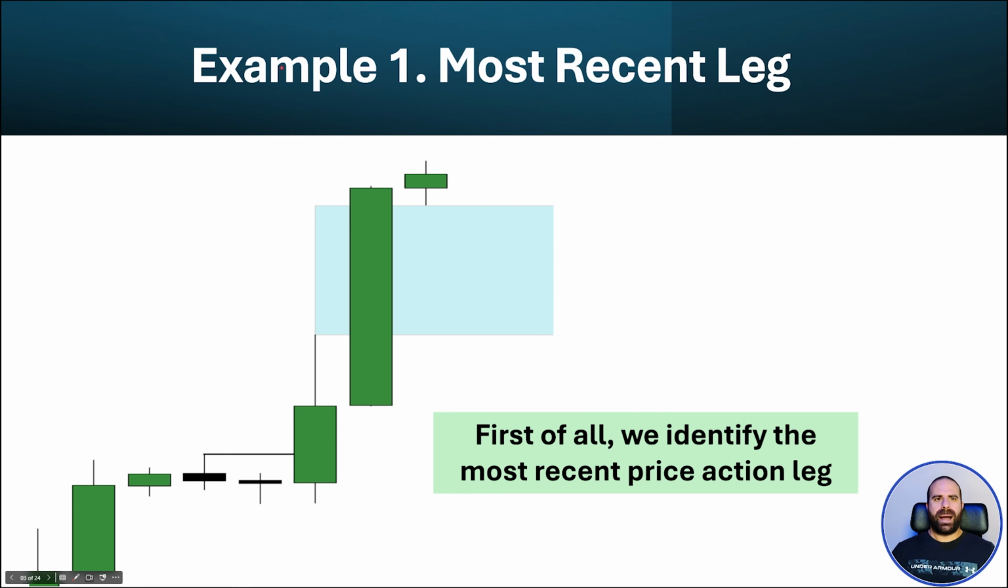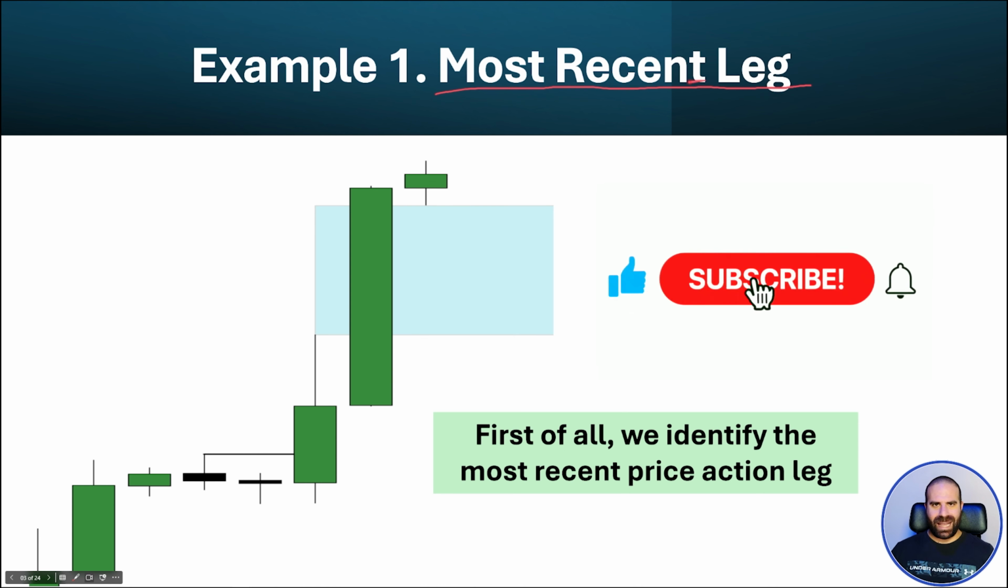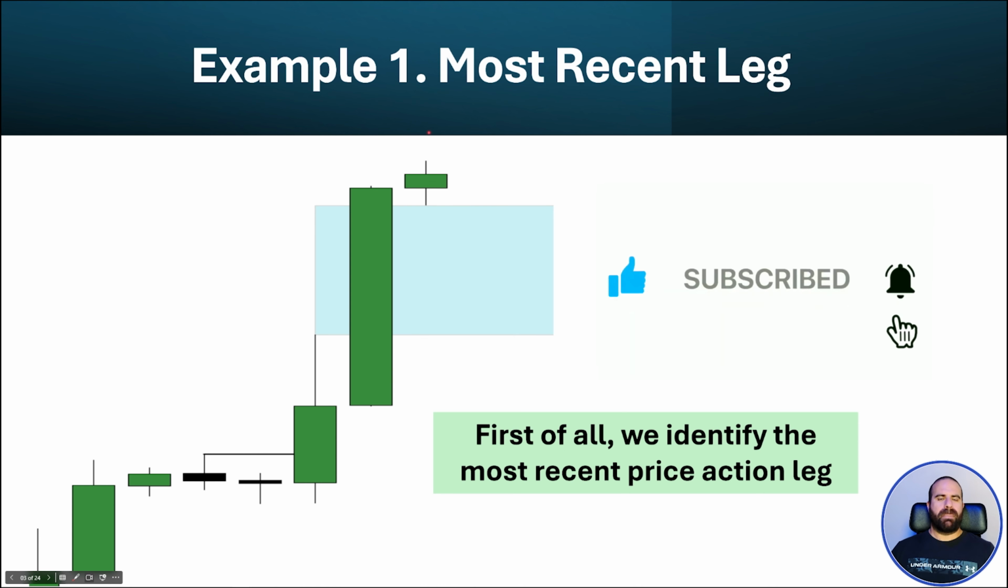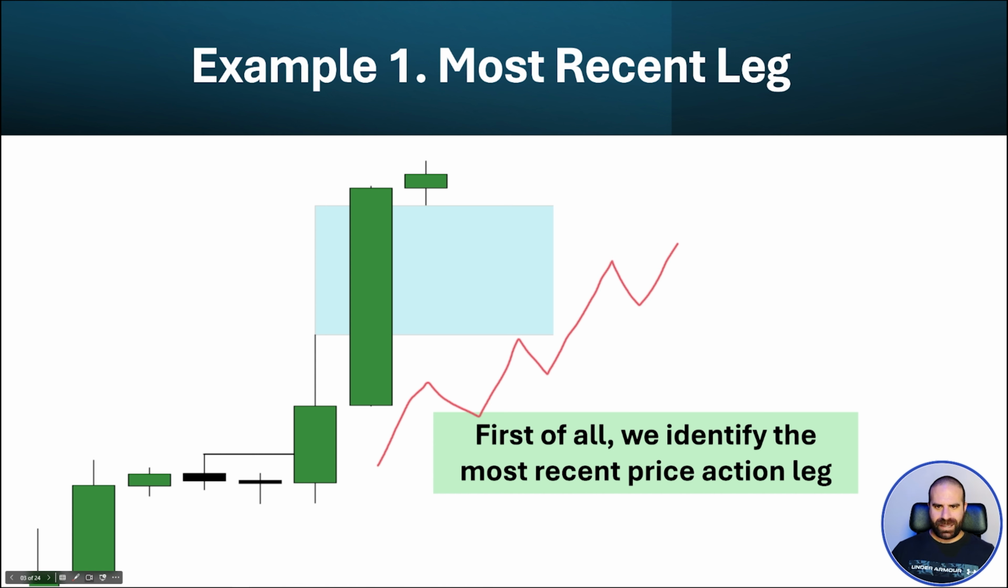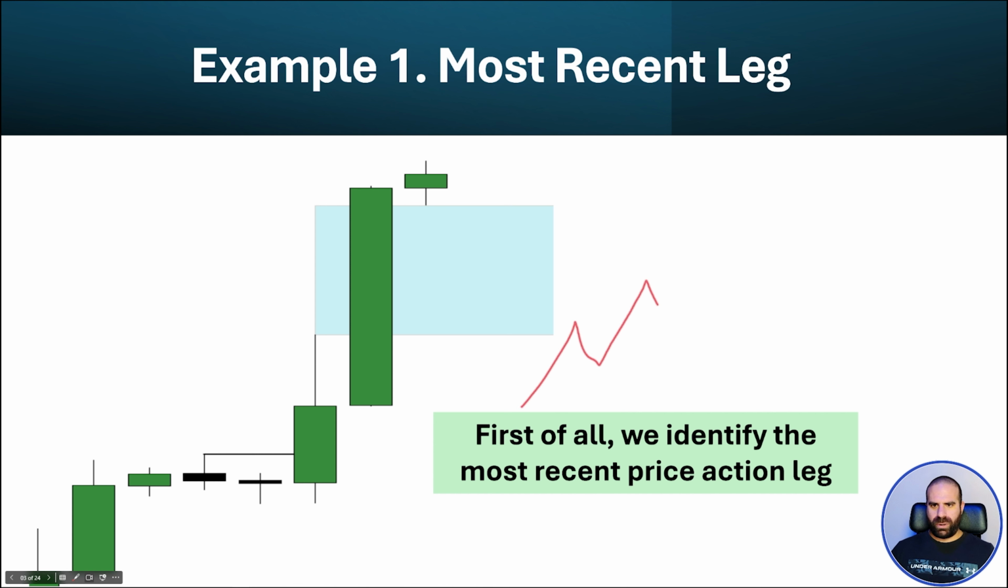There we go. As with all of our strategies, we identify our most recent leg in price action. Many times we are following the trend, so as an example, if we have an uptrend, the most recent leg here was that, and now it is this one right here. So in this move that I drew, your most recent leg would be this one, with this one being your break of structure and the continuation towards the upside.